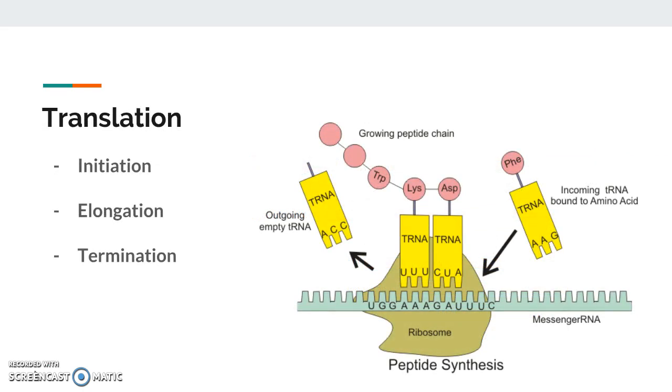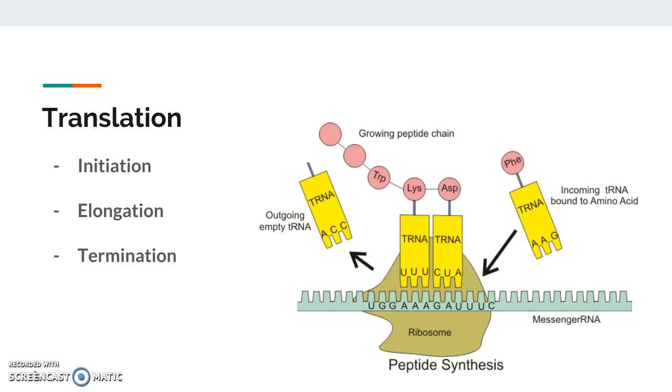During translation, the mRNA is decoded to build a protein of amino acids. The process takes place in either the nucleus or the cytoplasm. The process is divided into 3 steps: initiation, elongation, and termination. In initiation, the ribosome assembles around the mRNA's start codon.